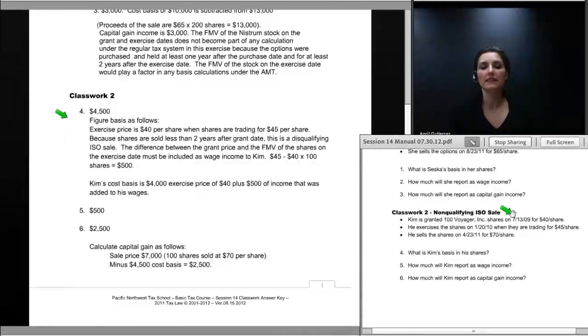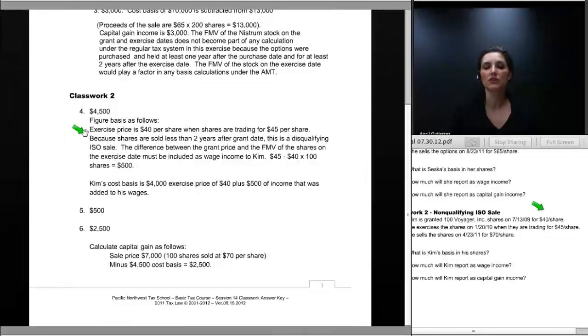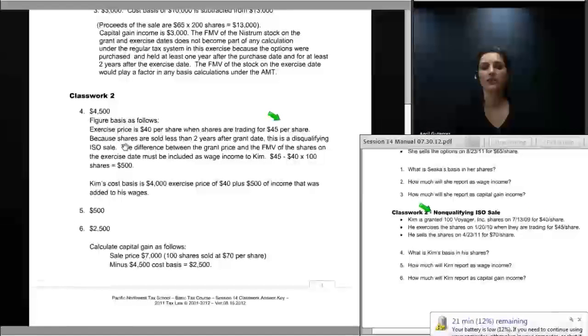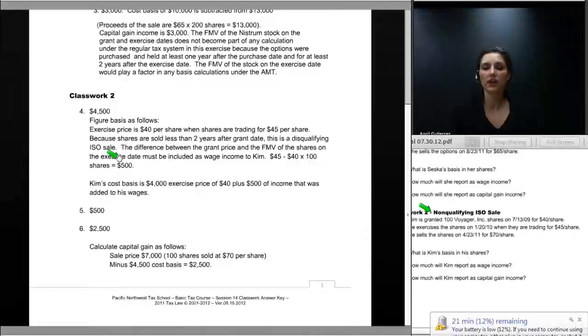So what that means is that the difference between the fair market value on the date he exercises and the amount he pays has to be grossed up on his W-2 as wages. So if the exercise price is $40 a share when they're trading at $45, then he's going to have to report that $5 per share as wage income. How many shares is he buying? He's buying 100 shares. So 100 times $5 is $500. That means his wage income for that year will be increased by $500, and that gives him a basis per share of $45 rather than $40.